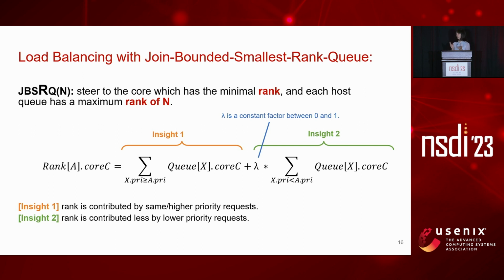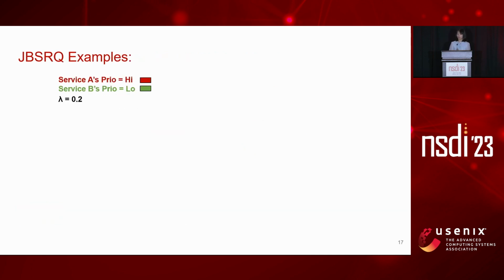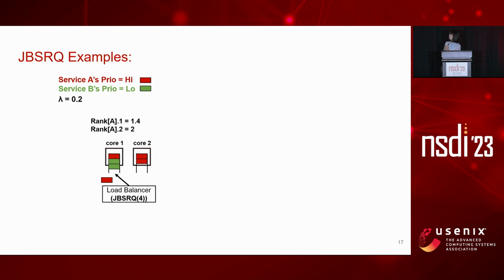The insight here is that the queue count of lower priority requests matters less, but we should not completely ignore them. This is because if a low priority request is currently taking up the CPU, there is a cost of preempting it or waiting for it to yield before scheduling an incoming high priority request. So here is a running example showing how JBSRQ works. Using our previous example, JBSRQ will steer the red packet to core 1 because the calculated rank is small, as it mostly ignores the base queue length.